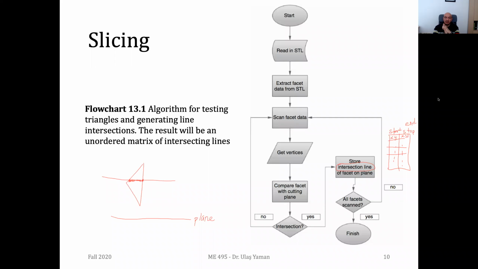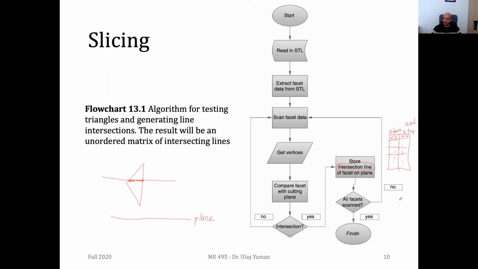The question is like that: is the slicing performed on the machine or not? If you consider the CAM software as a part of the machine, then we can say that yes, the slicing is performed on the machine. But if you consider the software as a separate part, then we cannot say that. It's performed on the CAM software, not on the machine. And I prefer to say that the slicing is not performed on the machine, but on the CAM software.